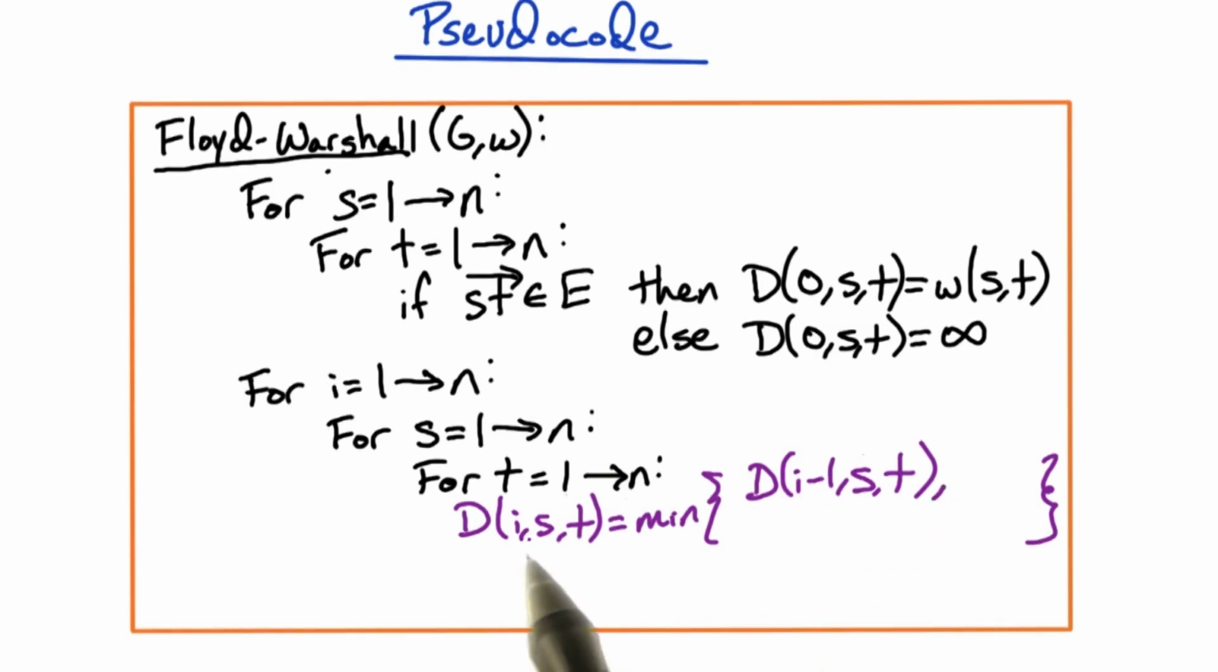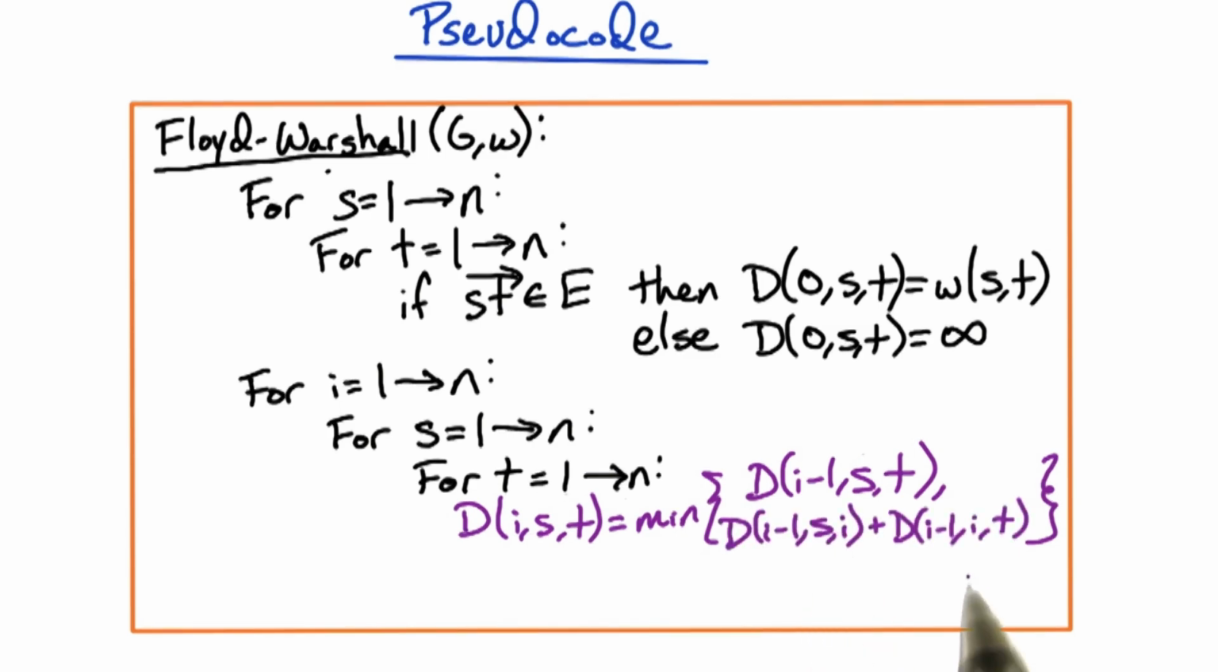In the other case, when vertex i is on the path, we can break up that path into 2 parts. The first part goes from s to i, and the second part goes from i to t, and we take the sum of those two parts. Finally, what do we return?